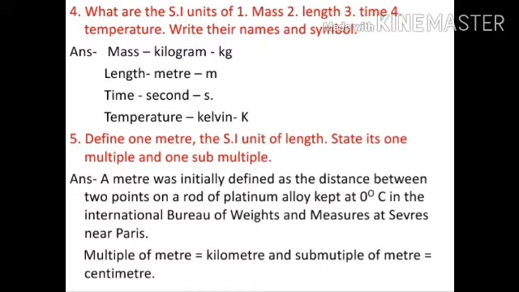Question number 5. Define 1 meter, the SI unit of length. State its one multiple and one submultiple. The answer is, a meter was initially defined as the distance between 2 points on a rod of platinum alloy kept at 0 degree centigrade in the International Bureau of Weights and Measures at Sèvres near Paris. Now, a multiple of meter is kilometer and a submultiple of meter is centimeter.